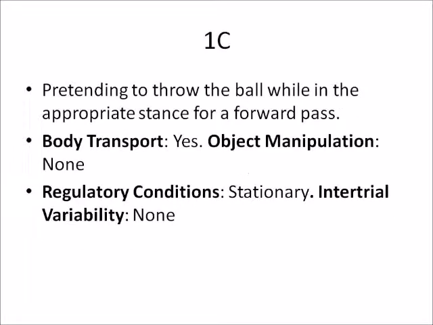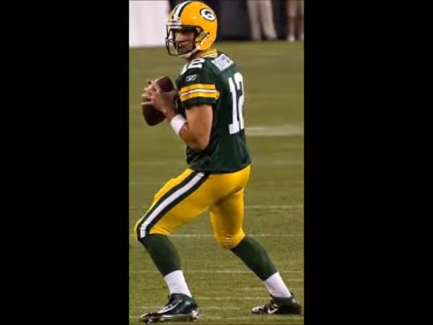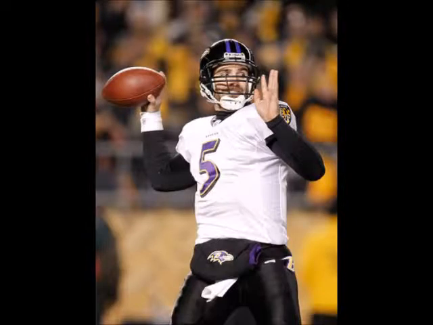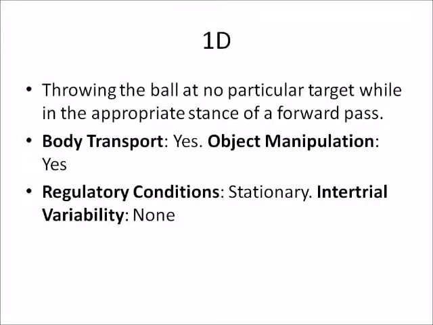The participant will then pretend to throw the ball while in the appropriate stance of a forward pass. The stance involves the opposite leg to the throwing arm in a forward position, while the other leg is back. Arm movement of the non-throwing arm should also be present in a point and pull down action. To finish stage 1, the participant will demonstrate how to throw the ball at no particular target while in the appropriate stance of a forward pass.